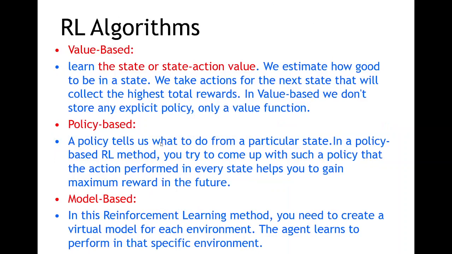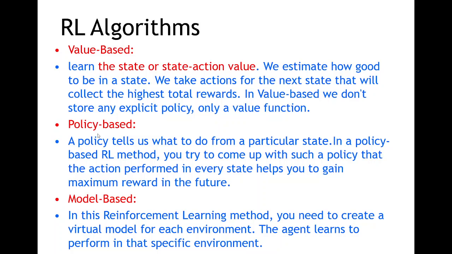Okay, now very quickly, what are the reinforcement learning algorithms? In the literature, there are three major types of reinforcement learning algorithms. They are value-based, policy-based, and model-based. The value-based algorithms are those which learn the state or the state-action value. In this algorithm, we estimate how good it is to be in a state. We take the action for the next state that will collect the highest total rewards. In the value-based method, we do not store any explicit policy, only a value function. So in a simple way, we evaluate what is the best state for us based on the value. For example, in our last example, the best state for the cat was the walking state, because once it is in the walking state, then it gets a reward. So this is its reward function.